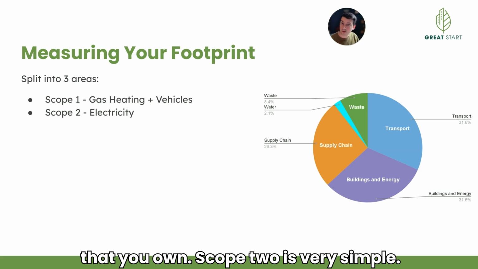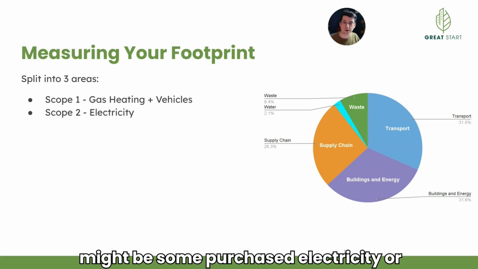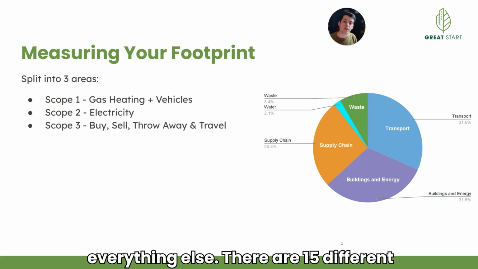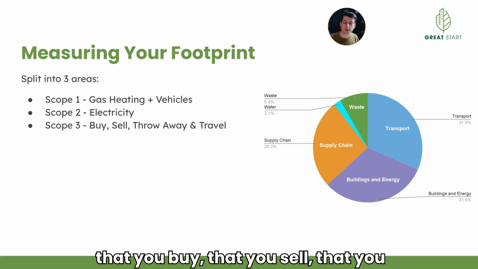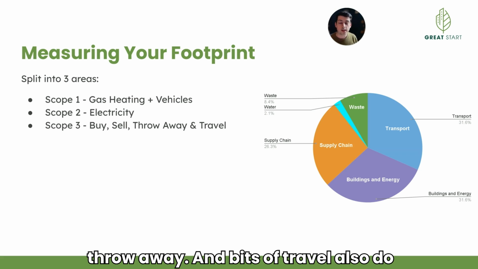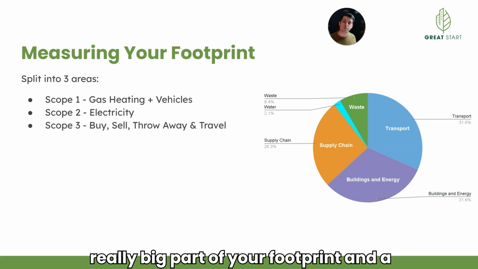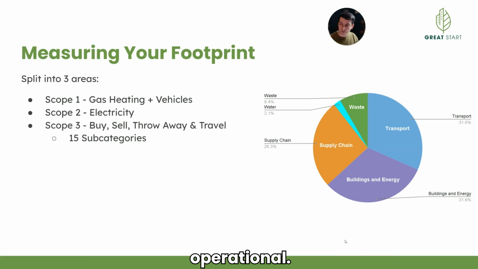So Scope 1 is gas heating and typically any vehicles that you own. Scope 2 is very simple. It's typically your electricity, or if you are on a district heating network, it might be some purchased electricity or heating from that. Scope 3 is everything else. There are 15 different subcategories of Scope 3, which I won't go into here, but it's essentially things that you buy, that you sell, that you throw away, and bits of travel also do come into Scope 3 as well.